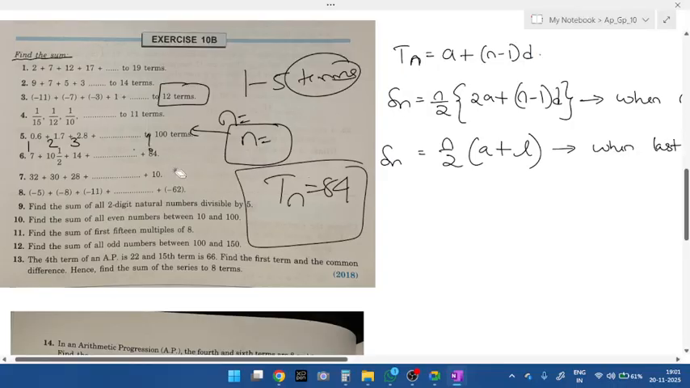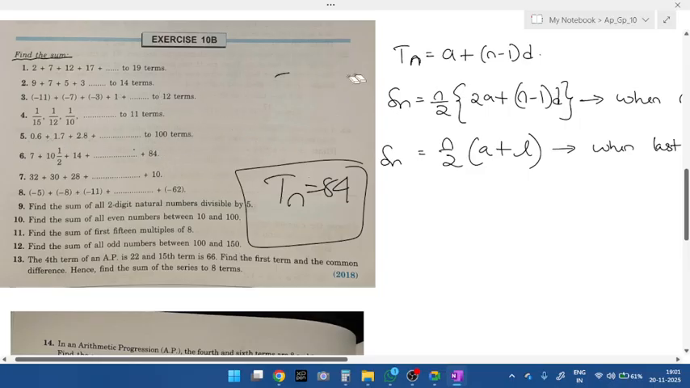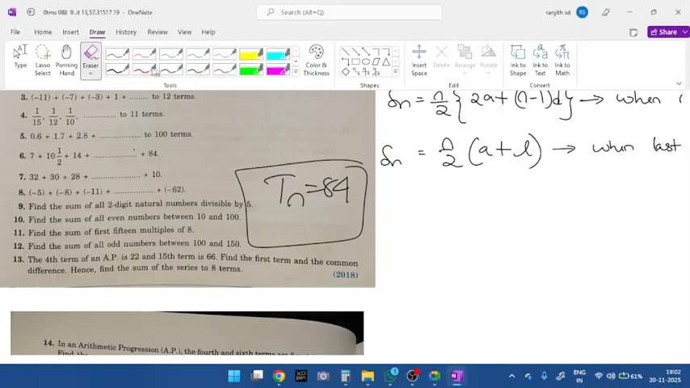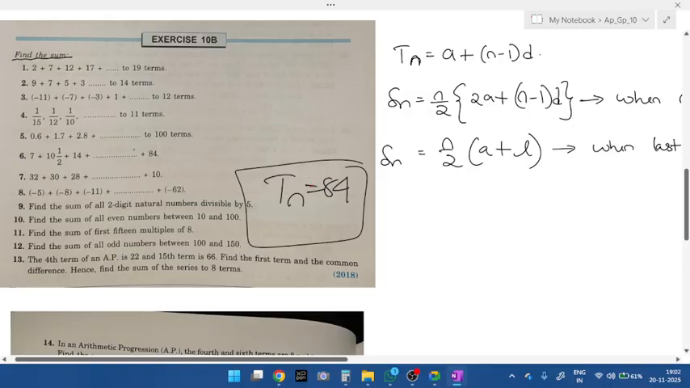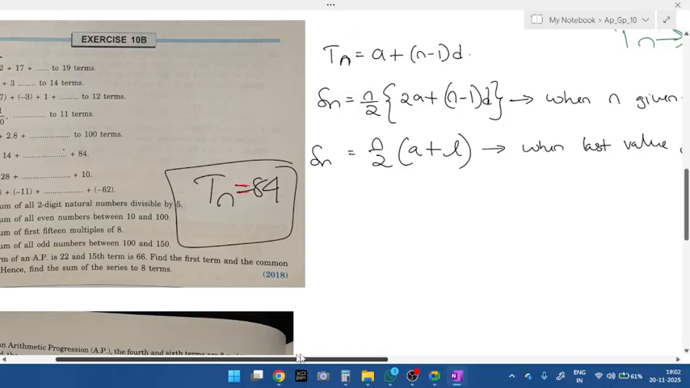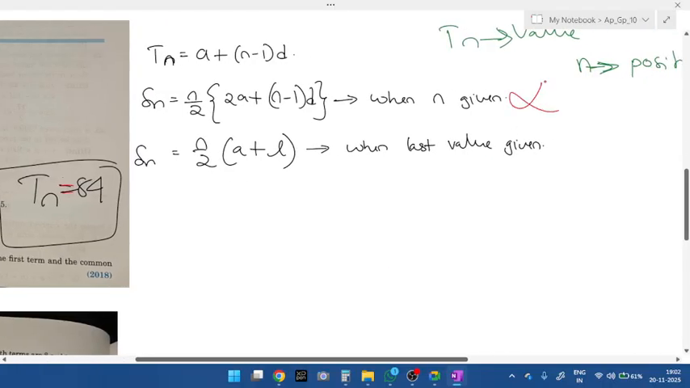The last number. This is the key difference here. In the other questions, two 12 terms, two 14 terms, they have given the n value. In questions 6, 7, 8, they have not given n. Instead, we have the last term, that is nothing but T of n. T of n value is given. So you can't directly start with this formula. We should go back to the T of n formula.